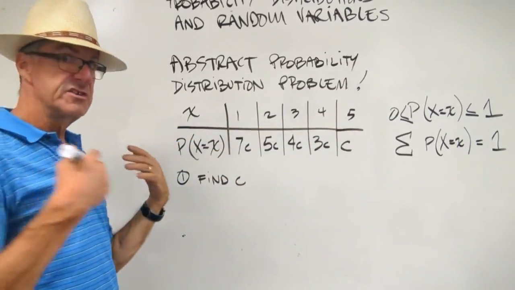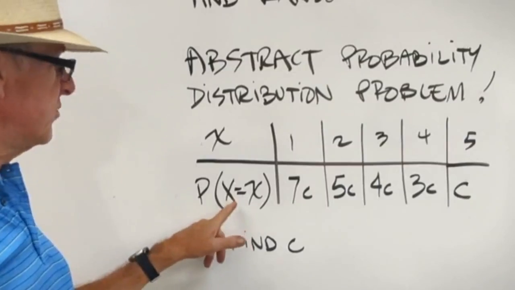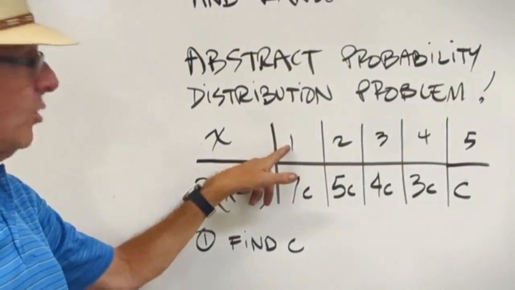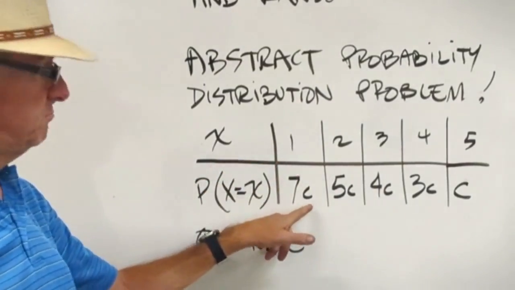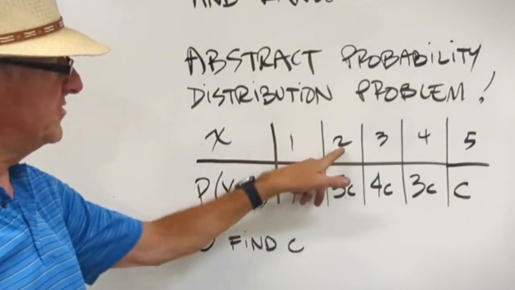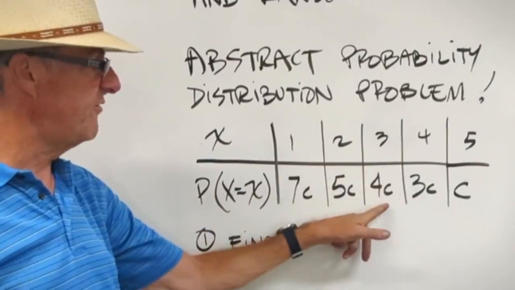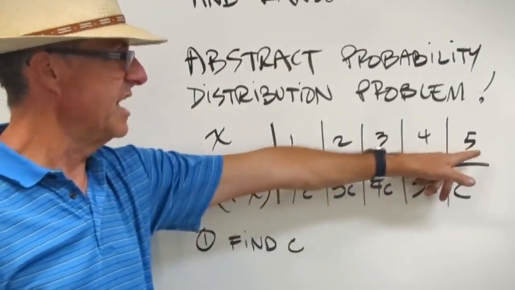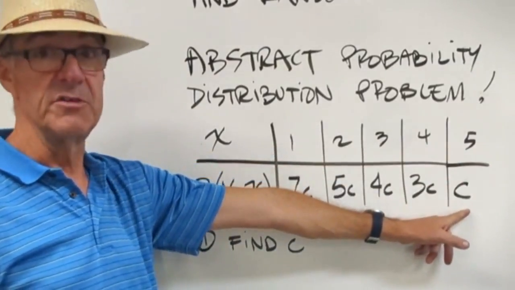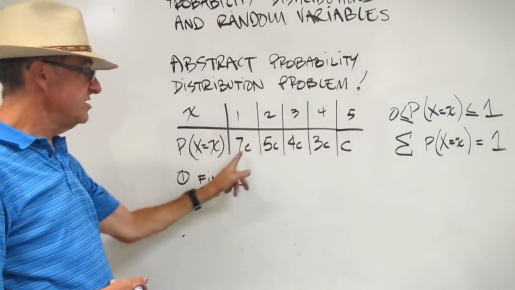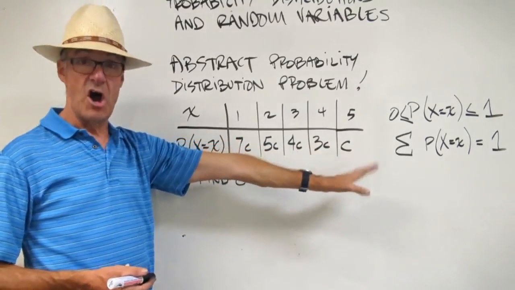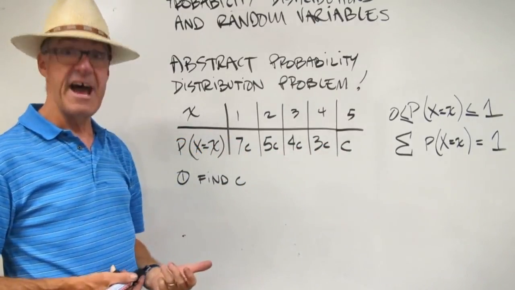And then here's the more abstract part. The probability of the 1 outcome is 7C. The probability of the 2 outcome is 5C, 3 is 4C, 4 is 3C, and getting the 5 is just plain old C. So we don't actually know what these probabilities are. We're going to figure that out right now.